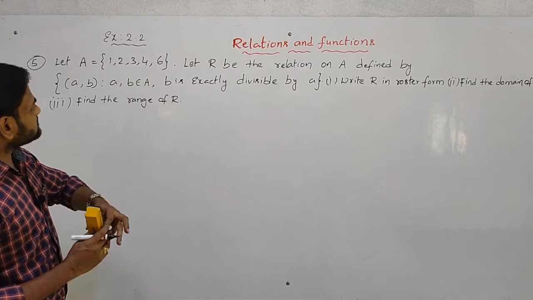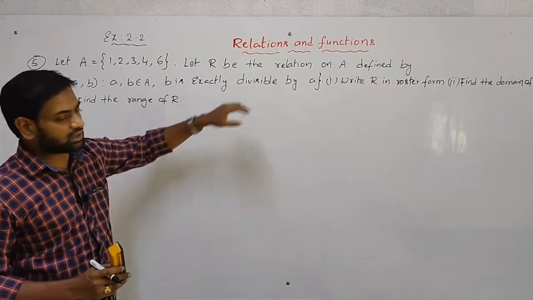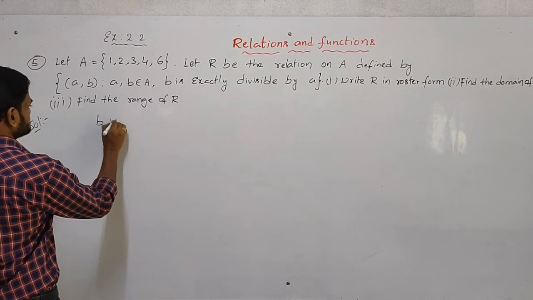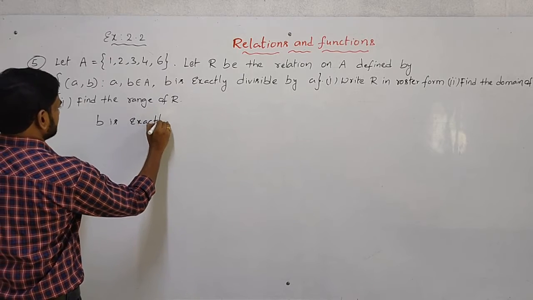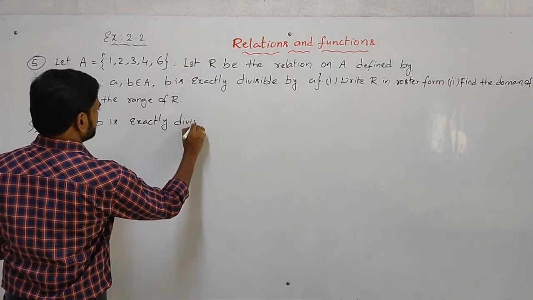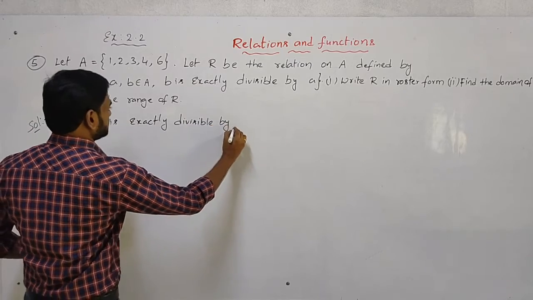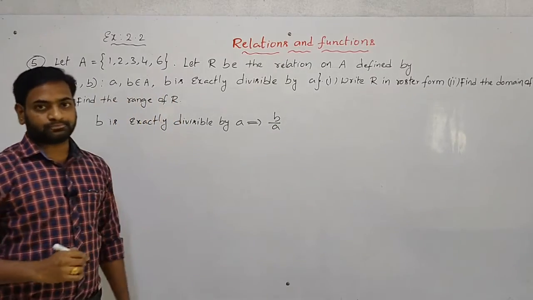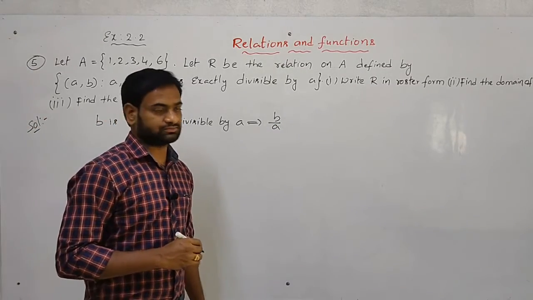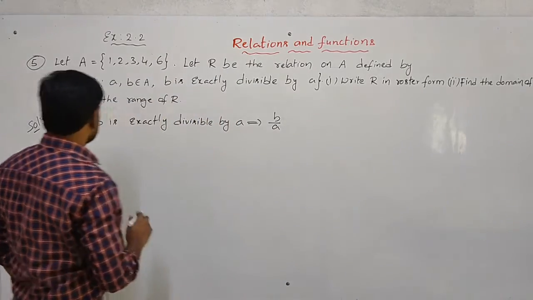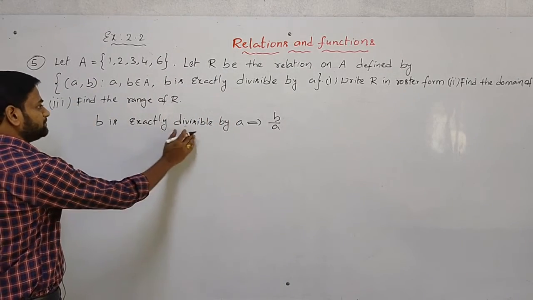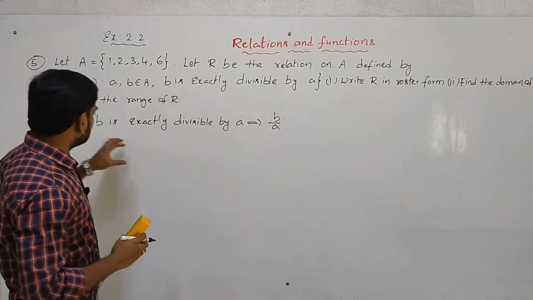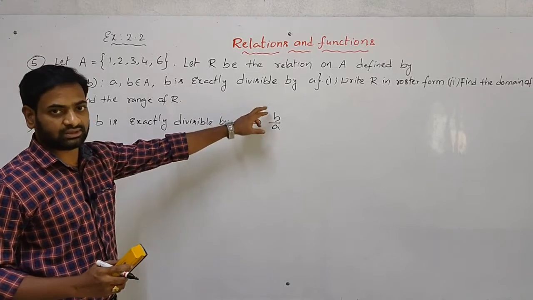Now see here. What is the meaning of B is exactly divisible by A? That implies it is B by A. B by A should be possible. Now see, suppose A is exactly divisible by B, that is A by B. Now here B is exactly divisible by A. That is B by A.